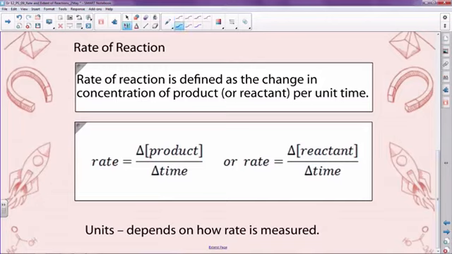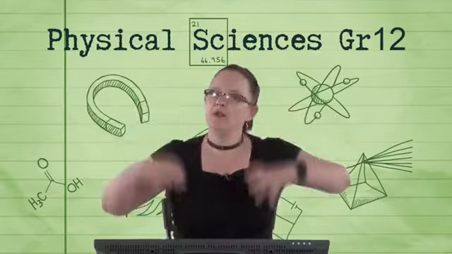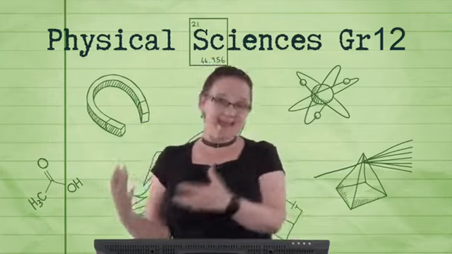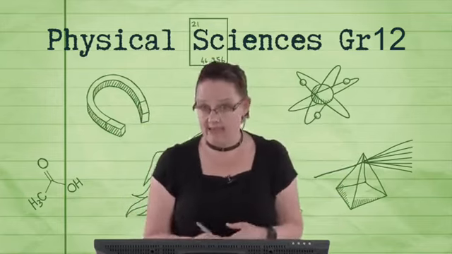So the units can be things like moles, so concentration per decimeter cubed per second. Could be per minute, could be per day. Heaven forbid we do something that slow. Could be per hour, but it could be a mass. So it could be grams per minute. Okay? It all depends on how we measure the rate, on the type of reaction, on both the reactants and the products, and the ease of measuring what's happening.